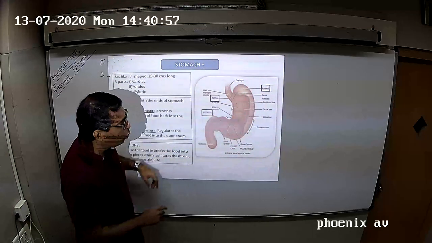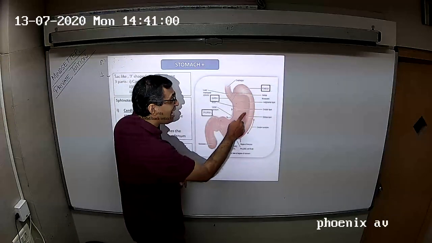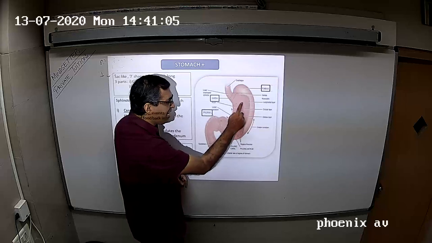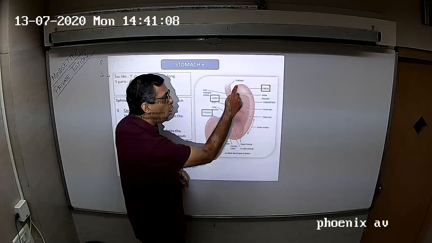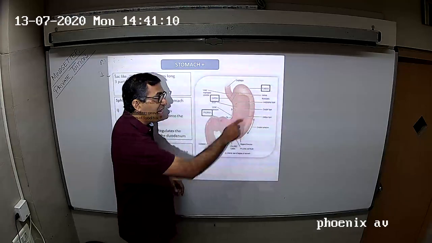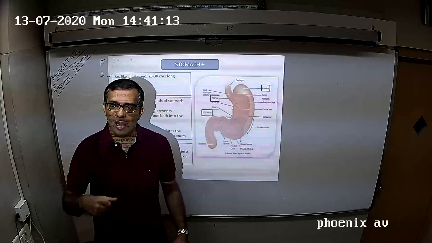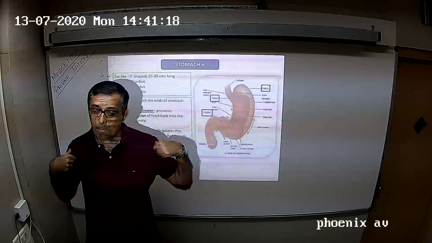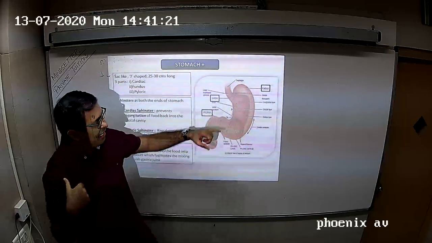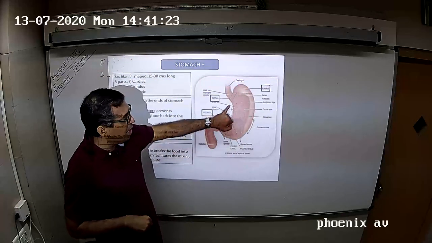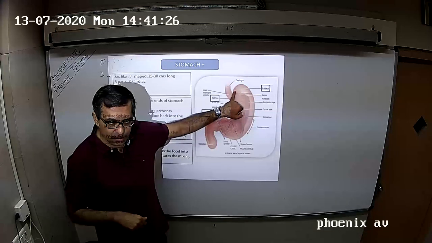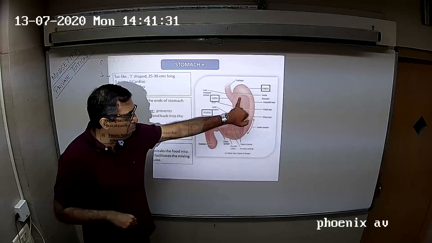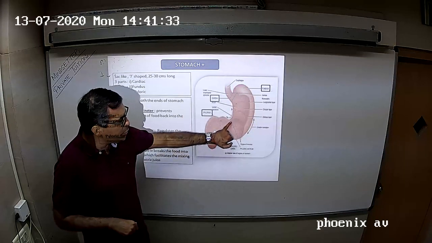Esophagus opens into a part which is called the cardiac stomach. So, this part is the cardiac stomach. Cardiac stomach ke upar ek dome shaped part hota hai, which is called the fundus. If you remember, in uterus also, body cervix ke upar ka dome shaped part kaunsa tha? Fundus. Similarly, stomach ke andar ye cardiac part ke upar upper part kaunsa hai? Fundus.